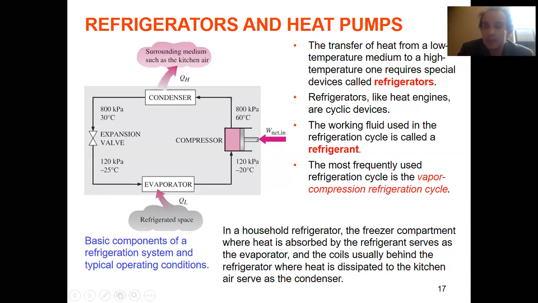When you have a heat pump, it's a little bit different. In a heat pump, you transfer heat from the street, from outdoor to indoor. You take heat from the street into your house, and then you don't care about the street. Then QL goes from the street, but you care about QH, which goes in. But otherwise, it's the same device. Okay.